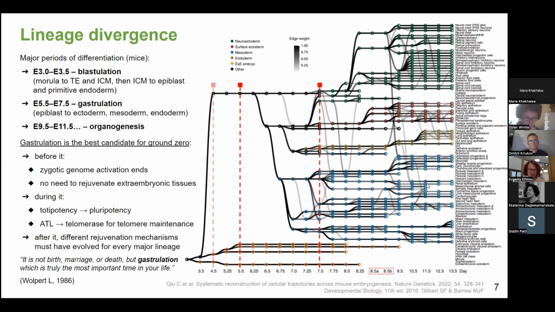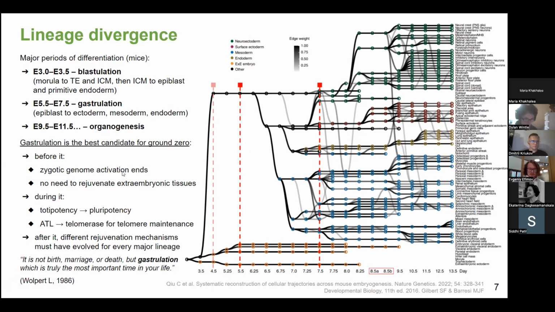And my hypothesis, which is based on the review of multiple literature sources, is that the period of gastrulation, well, maybe a little bit before that and a little bit after that, is the best candidate for ground 0, for the age 0, because before gastrulation there are 2 key events that I'd like to mention here: the zygotic genome activation and totipotency.